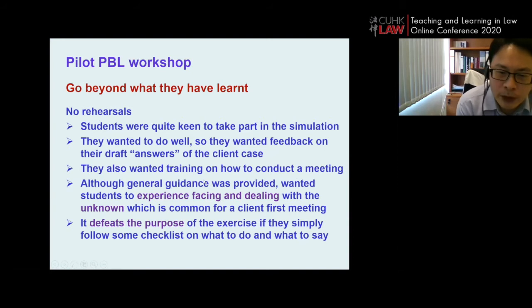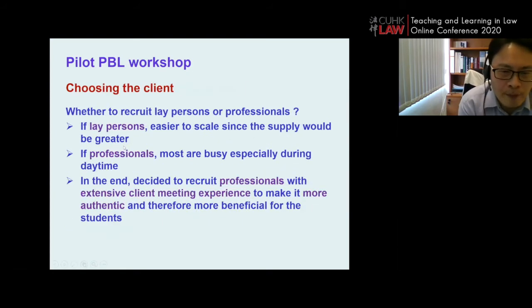And I didn't want to give them any rehearsals, because a lot of them were very keen to participate, but they all wanted the answers to the submission. They all wanted formal training on how to conduct a meeting. But I told them at work, this is exactly what happens. You will never be fully prepared, but you must have the ability to face the unknown and deal with it properly. So then, choosing the client, should it be a lay person or a professional? If it's a lay person, you can learn to use plain language to explain legal terms to them.